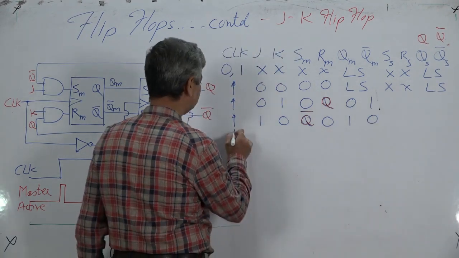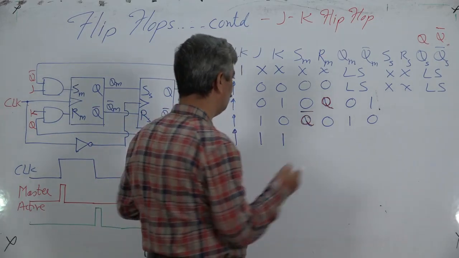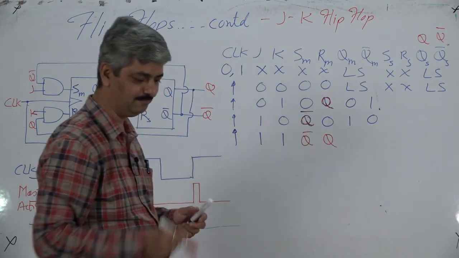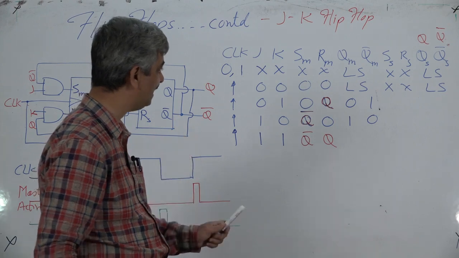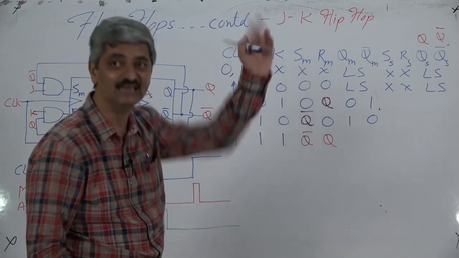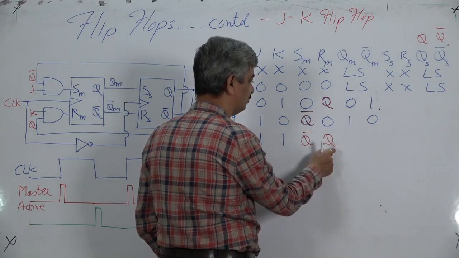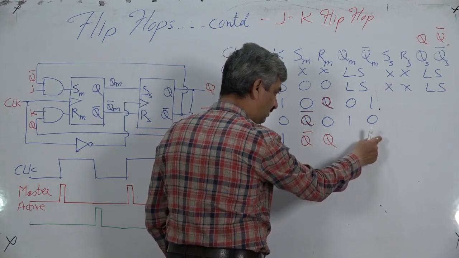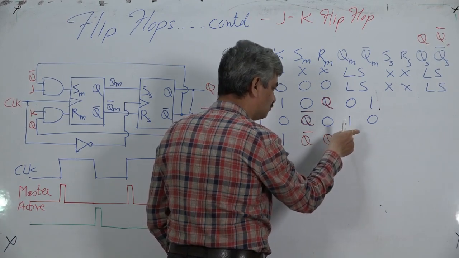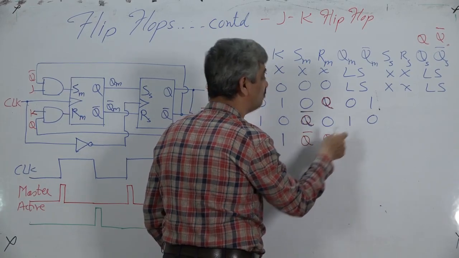Now if at a rising edge both are 1, 1, then what is the case? It is Q bar and Q. Now when it is Q bar and Q, what are the outputs? Outputs are exactly reverse. So if Q is 0 and Q bar is 1, the input is 1, 0. Q was 0, Q bar was 1, now the output becomes 1 and 0. If Q was 1 and Q bar was 0, the input is 0, 1, and the output becomes 0, 1.